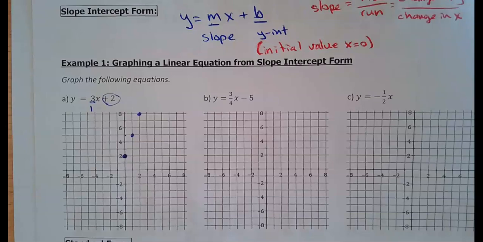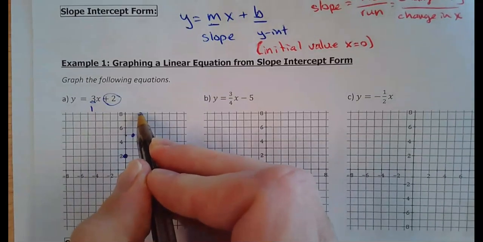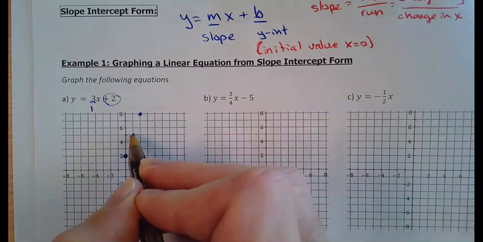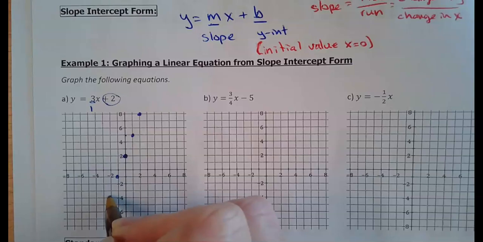And I ran out. Now, I can actually go the other direction, just do the exact opposite. If it's up 3, right 1, I can also go down 3, left 1. If I go from this last point I drew, down 3 and left 1, I'm back on the line. Down 3, left 1, down 3, left 1, and so on.